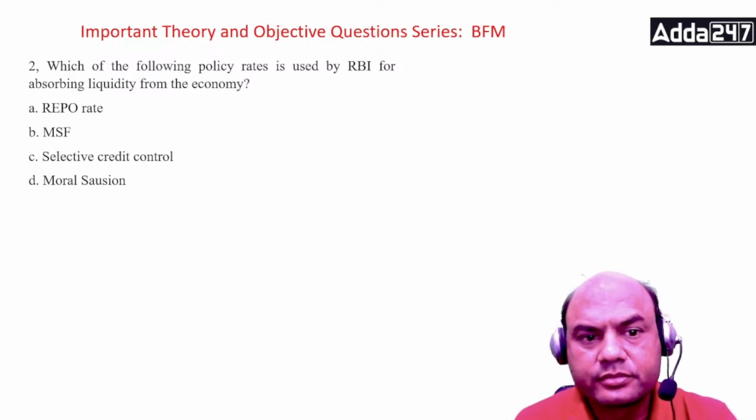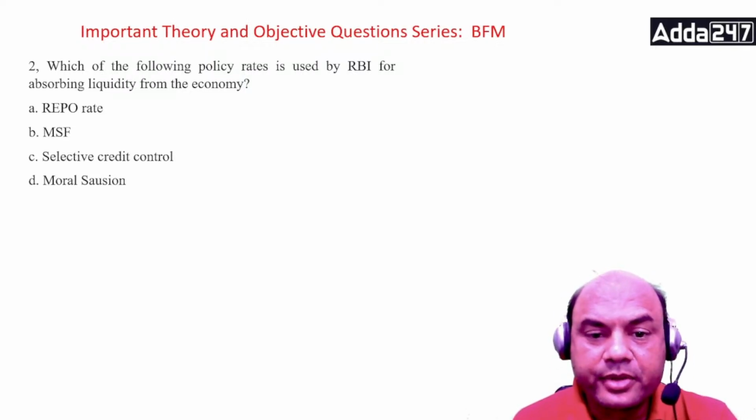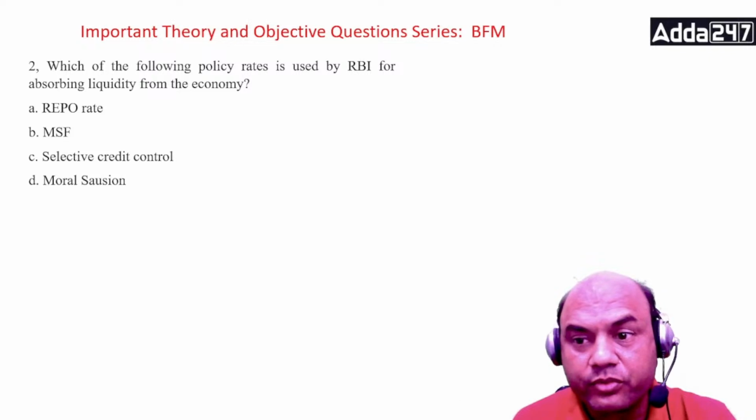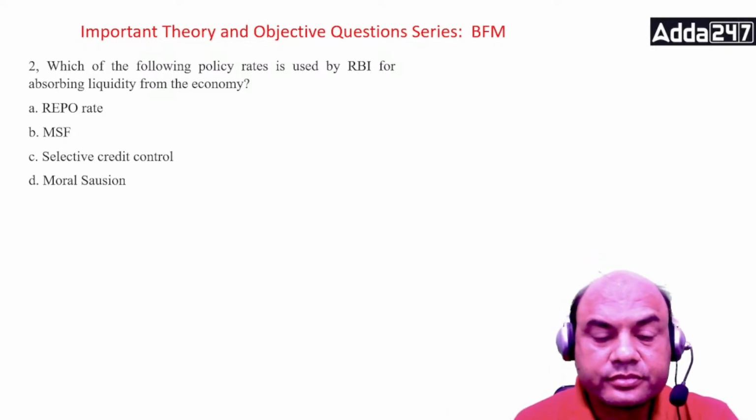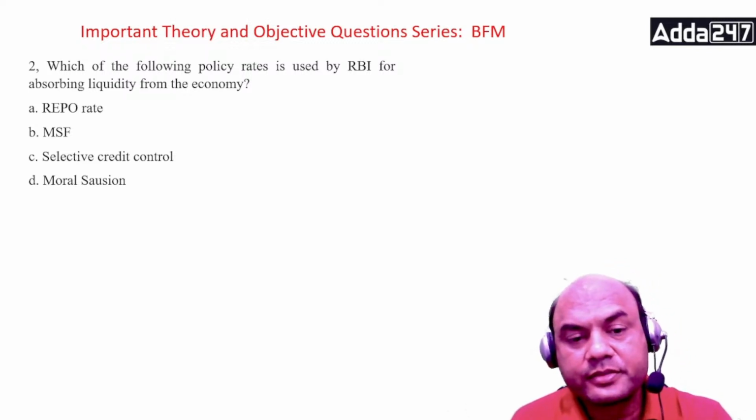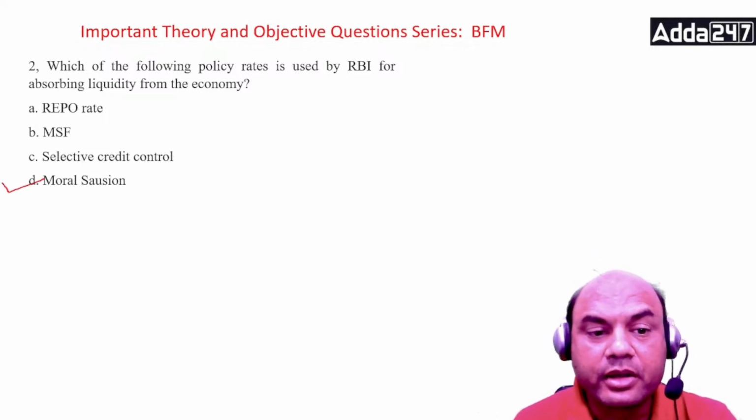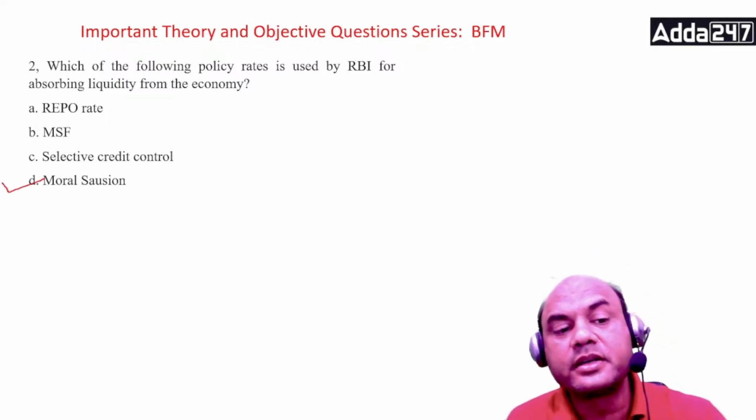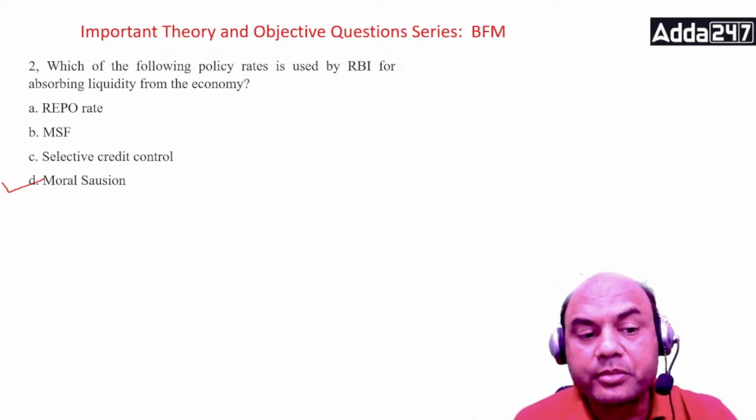There are tougher questions coming up in this session today, so follow it completely. Which one is used? It is moral suasion. Remember, moral suasion is the tool used by RBI for absorbing liquidity from the economy.